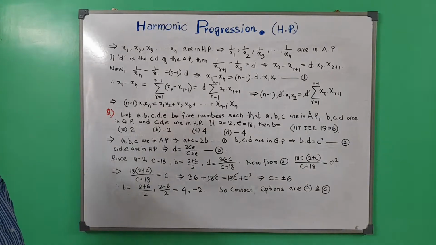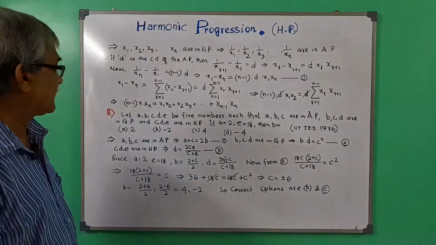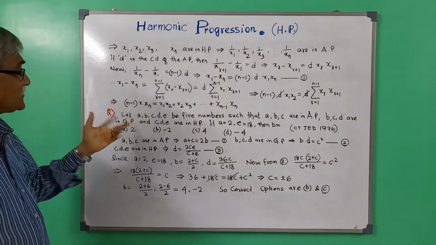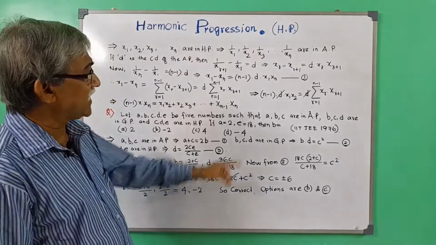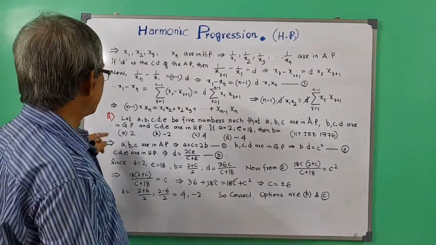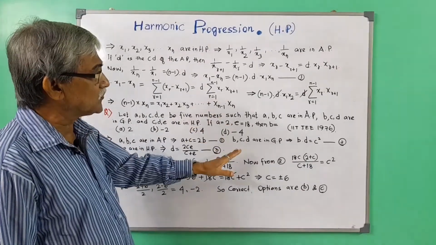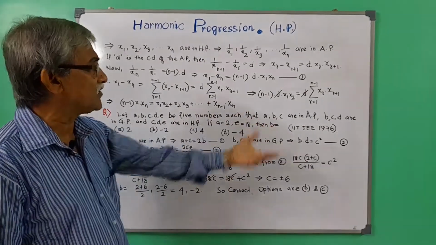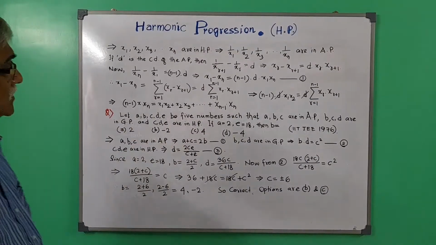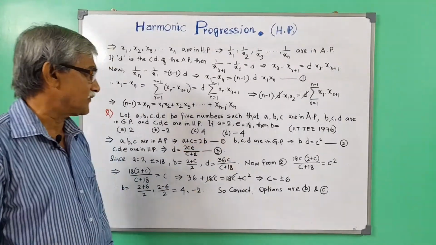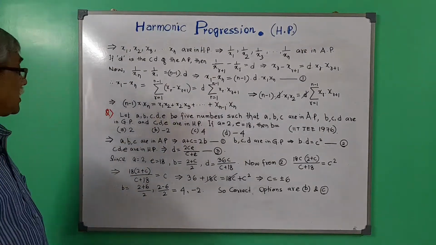Now let us take another sum. This is from the IIT JEE entrance 1976. What was the sum? Let A, B, C, D, E be 5 numbers such that A, B, C are in AP, B, C, D are in GP, and C, D, E are in HP. And if A equals 2, E is equal to 18, then B is equal to what? 4 options are there. A is equal to 2, B is equal to minus 2, C is equal to 4, and D is equal to minus 4. It's a multiple choice question, you know. Answer can be more than 1.